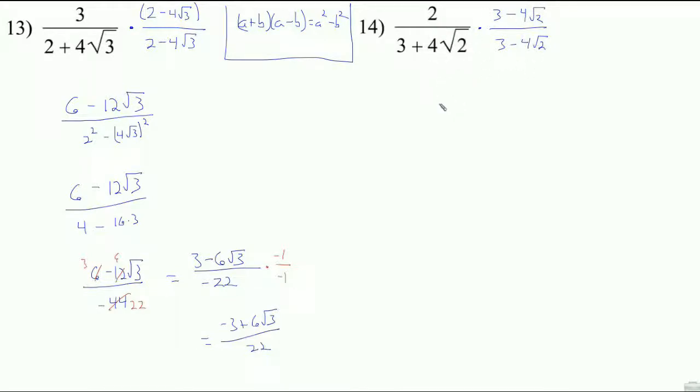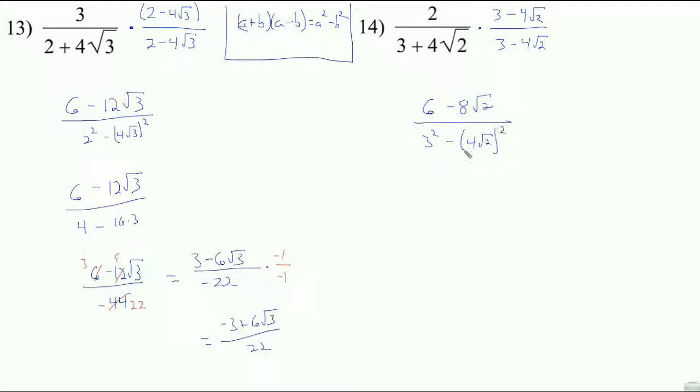So distributing this 2, we get 6 minus 8 root 2. So distribute the 2 to both of those terms. In the bottom, we multiplied a number times its conjugate. So it is going to be the first number squared, so 3 squared, minus the second number squared.